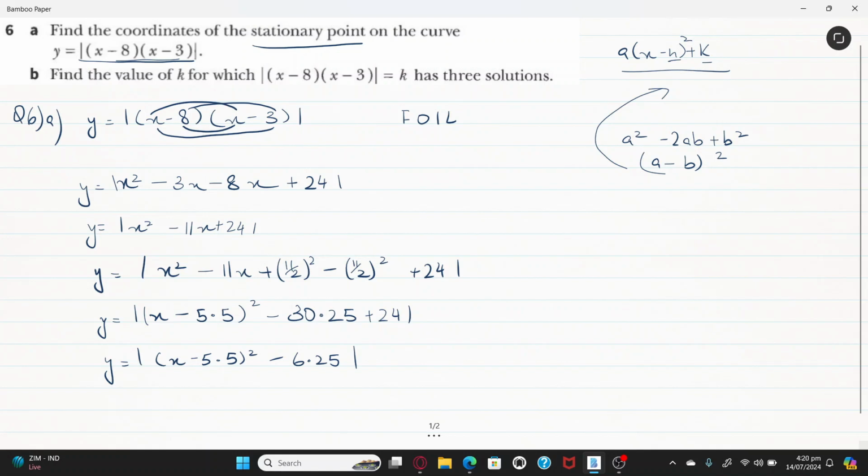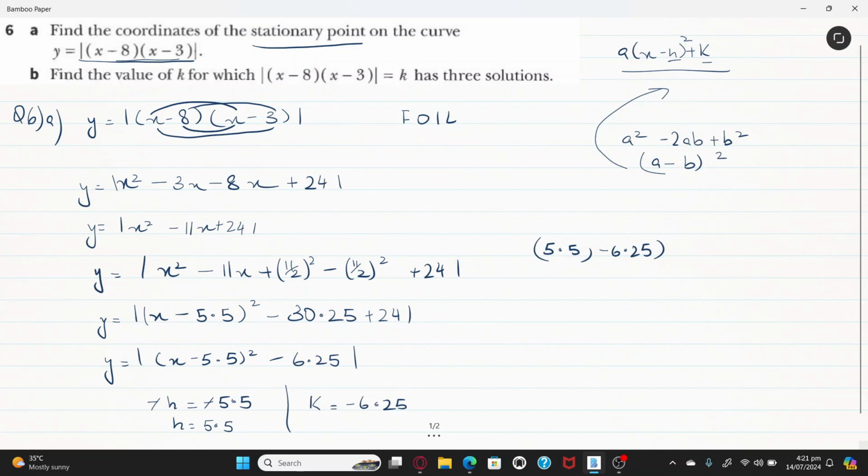How do we find the coordinates? The stationary point comes from a(x minus h) whole squared. So negative h is equal to negative 5.5, as we can see when I compare these. So x minus h and x minus 5.5, so obviously h is 5.5. And what is k? k is equal to negative 6.25. Now the h is the x value of the stationary point, and k is the y value of the stationary point. So initially we would have got this answer for the stationary point, and that would have been our minimum point.